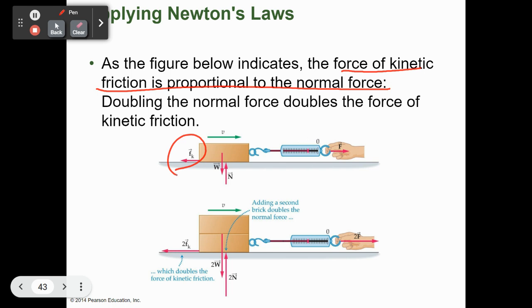And that depends on the weight pushing down and the normal force pushing up. So if I were to double that weight, I would double the normal force. You'd also find that you double the force of friction. This spring scale is measuring the force of kinetic friction. If I double the weight, I double the force on that spring scale, which means I doubled the kinetic friction, which should make sense, right? The heavier the object is, the harder it is going to be to slide it across there, because it's got more friction to overcome.